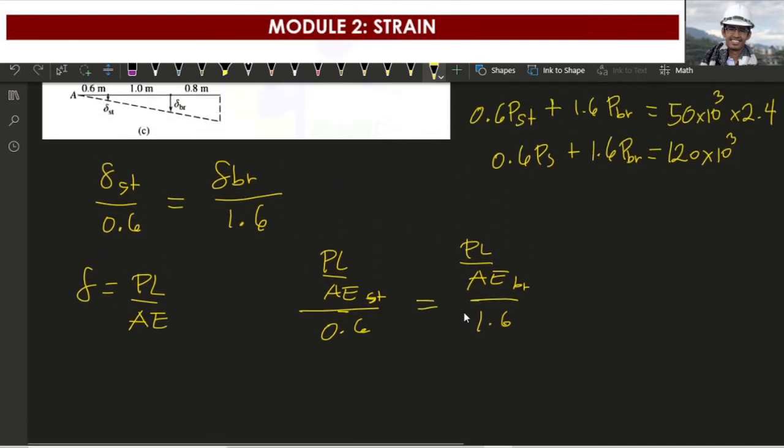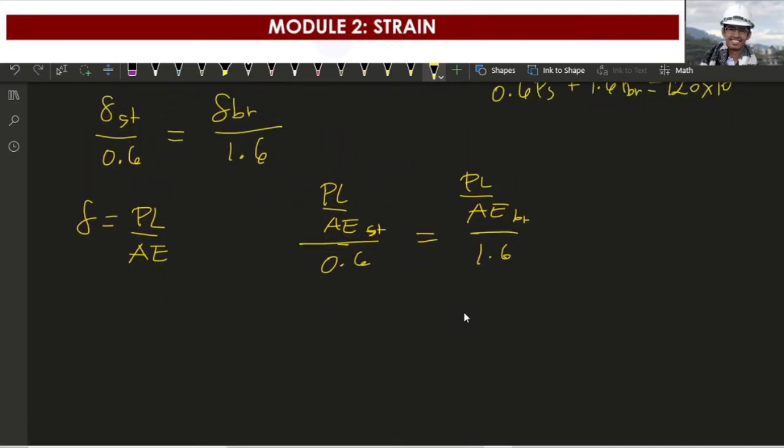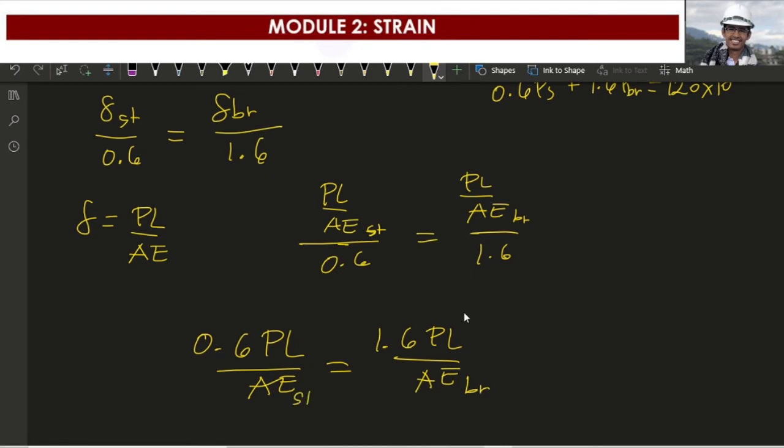So i-simplify natin yung ating equation. So that will be force ng ating steel. So i-simplify natin yung equation natin. So actually itong 0.6 is tataas na lang siya, no? So that will be 0.06 times PL over AE is equal to 1.6 times PL over AE nung ating bronze, and this one is for the steel. Okay?